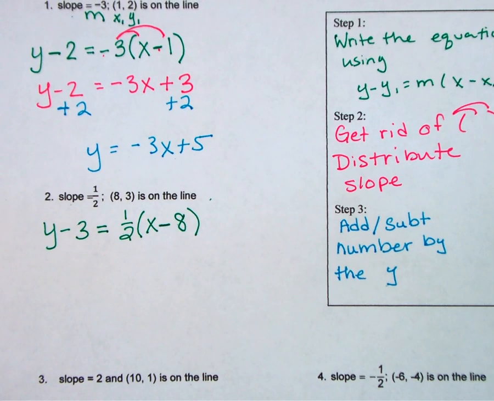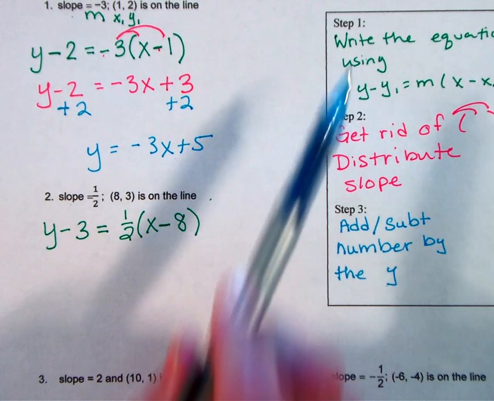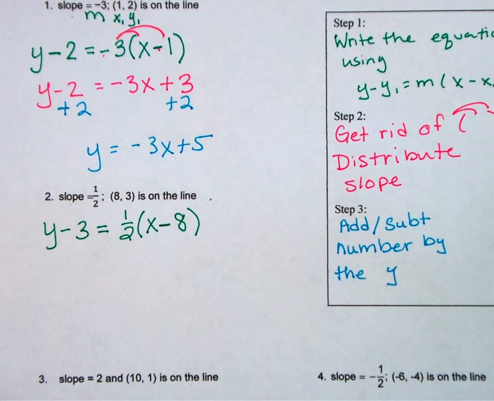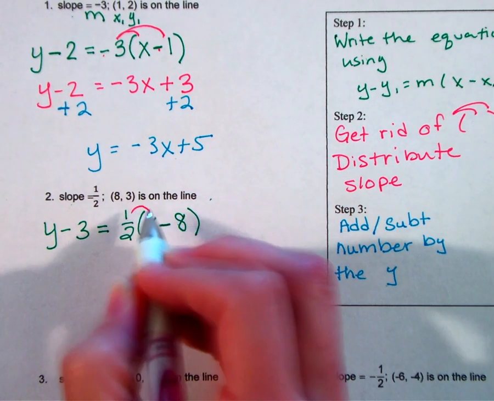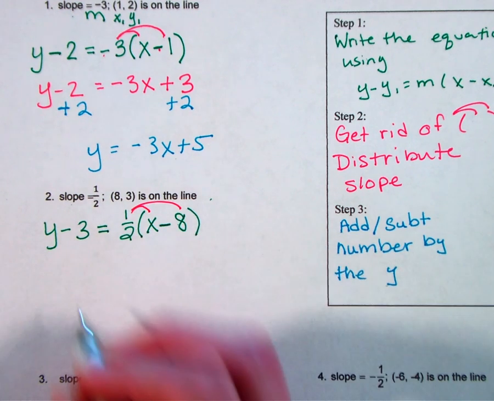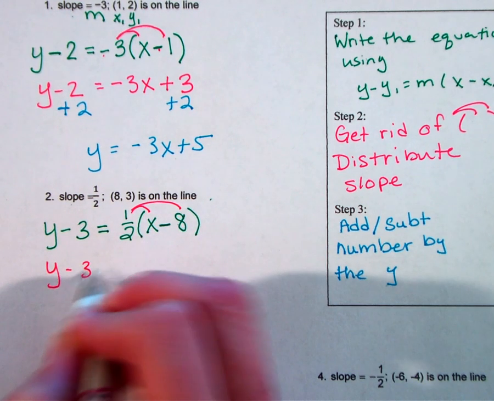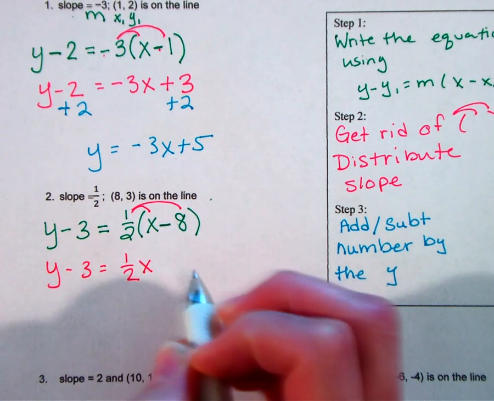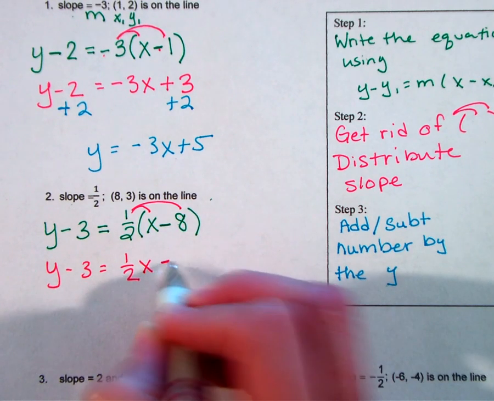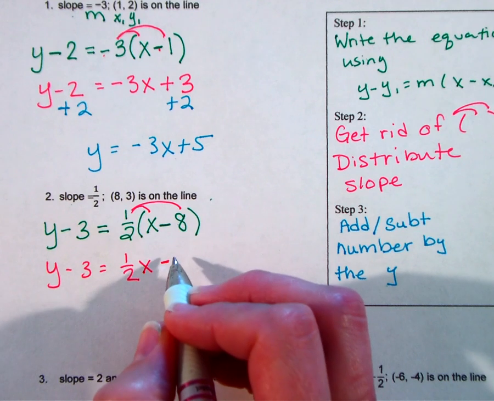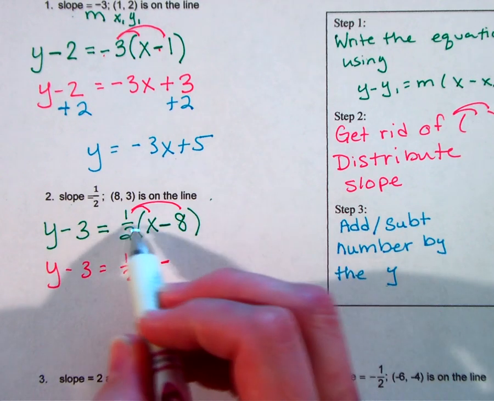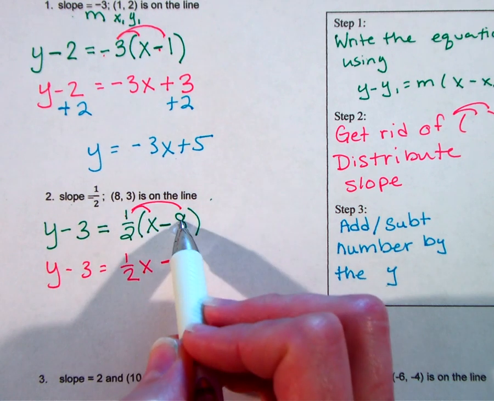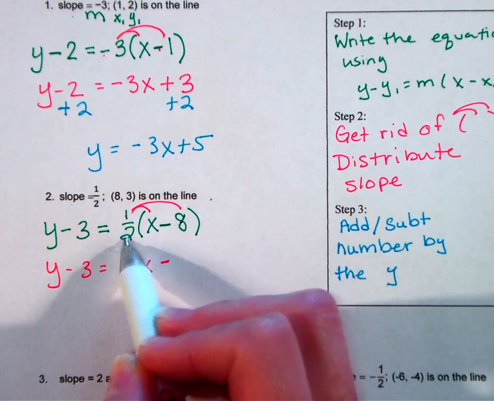So we're just working through those steps again. We already wrote the equation. Now we need to distribute and then add. So let's do the distributing. We're multiplying half times x. So y minus 3 is half x, minus, and then what's half of the number 8? If you can't tell what half of 8 is, you can also take 1 times 8 in your calculator and then divide that by 2, which is 4.